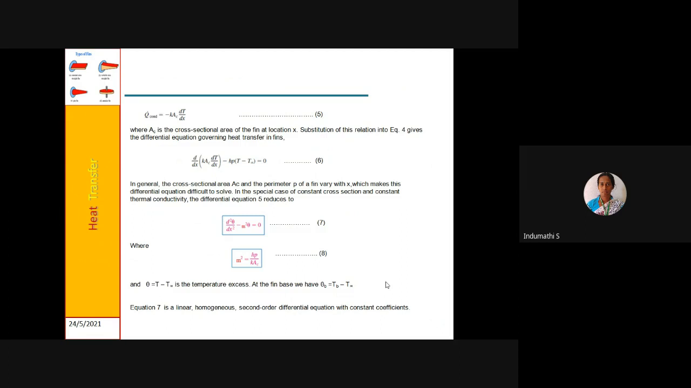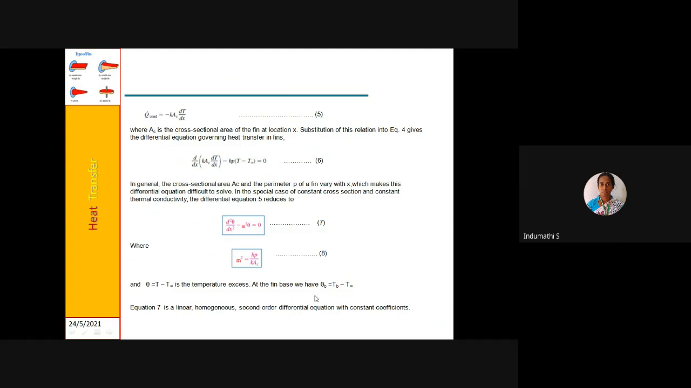Then in the general case, the cross-sectional area and the perimeter of the fin vary with x, which makes the differential equation a bit difficult to solve. So in the special case of a constant cross-section and constant thermal conductivity, the differential equation reduces to d square theta by dx square minus m square theta is equal to 0, where m square is equal to hp by kc. Okay, and theta is equal to T minus T infinity, the temperature excess.